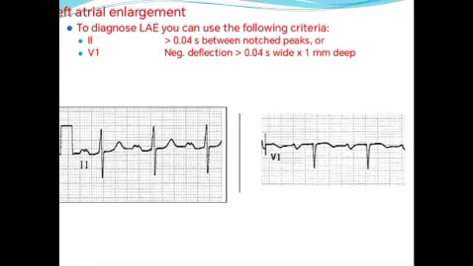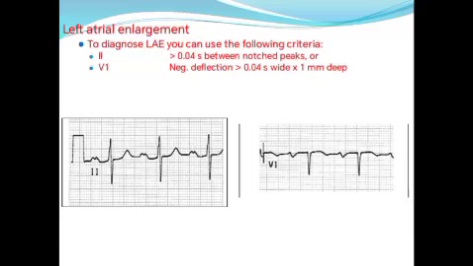So to diagnose left atrial enlargement, you can use the following criteria: in lead 1 and lead 2, more than 0.04 seconds between notched peaks, or a negative deflection of more than 0.04. I think that this detail is not important. You should know that it is difficult.